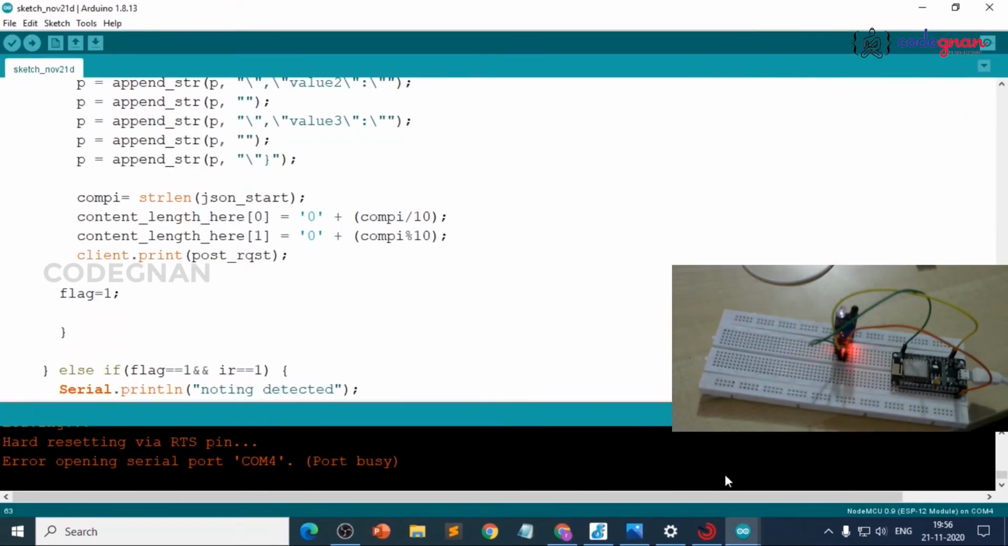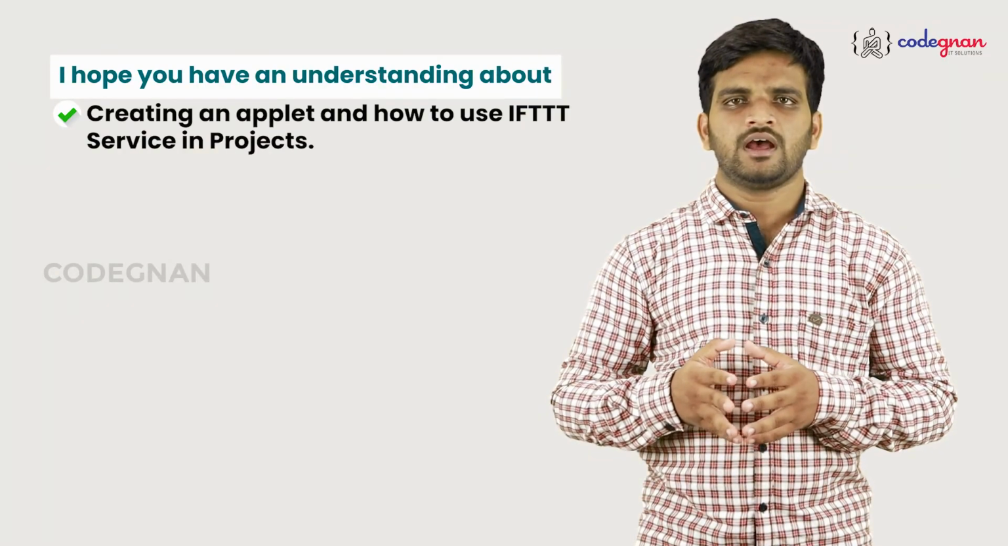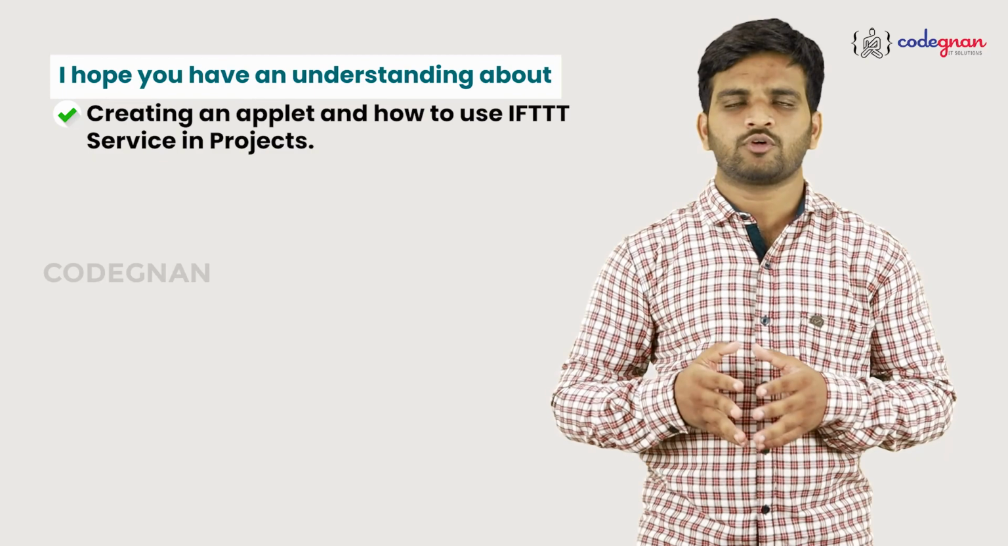When we go for women safety projects, like when a button is pressed, a Gmail has to be sent to the parents, and when any fire accident occurs, a Gmail has to be sent to the police stations. In that way, we can have a clear understanding of sending Gmail to particular persons here. I hope you understand creating an applet and how to use IFTTT services in projects.